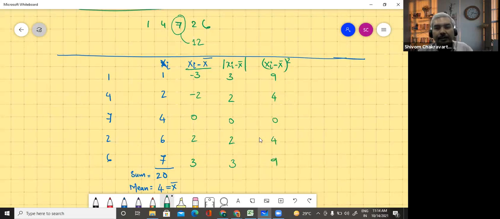Now, what is the formula for standard deviation? Square root of the summation of xi minus x bar whole square divided by n. So, this is the average deviation. Just a second.